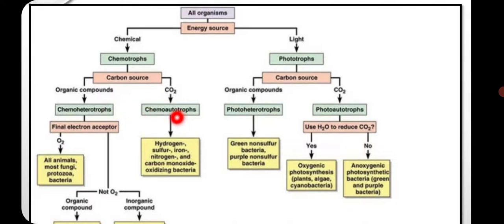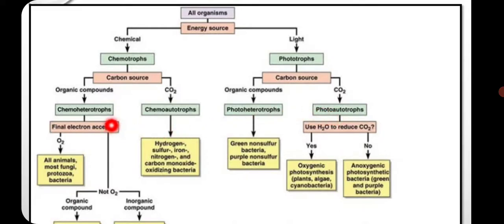What are chemoautotrophs? They can use chemical as an energy source and carbon dioxide as a carbon source, that are known as the chemoautotrophs. Opposite are photoheterotrophs and photoautotrophs. Photoheterotrophs can use light as an energy source and organic compound as a carbon source. Photoautotrophs can use light as an energy source and carbon dioxide as a carbon source.